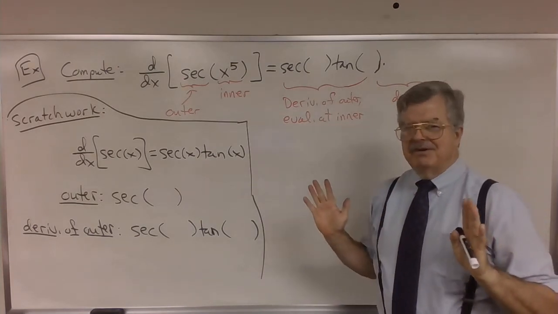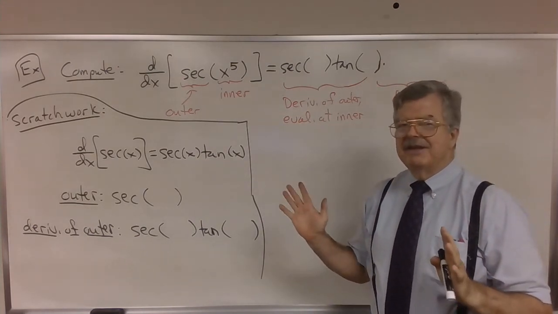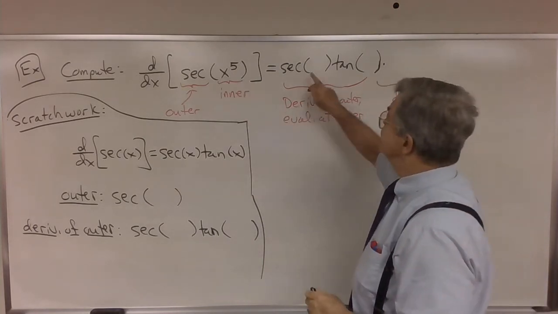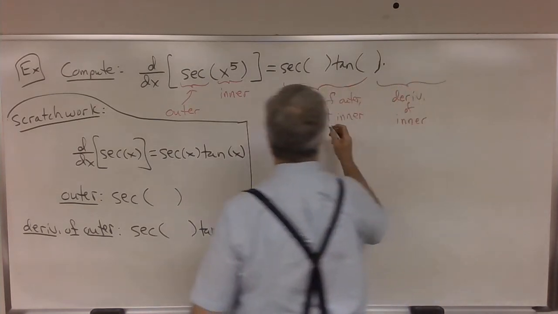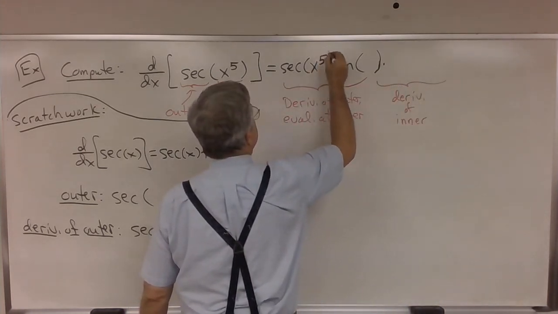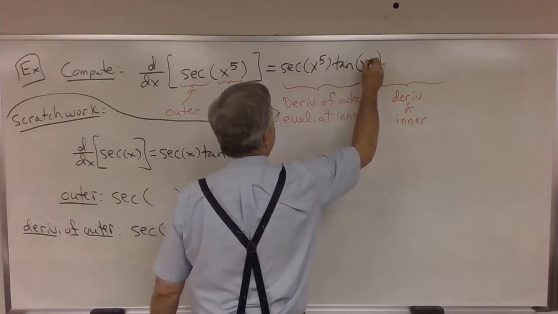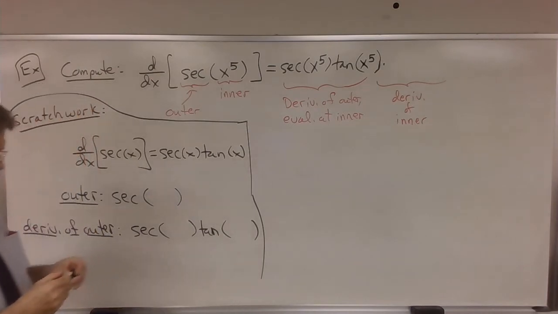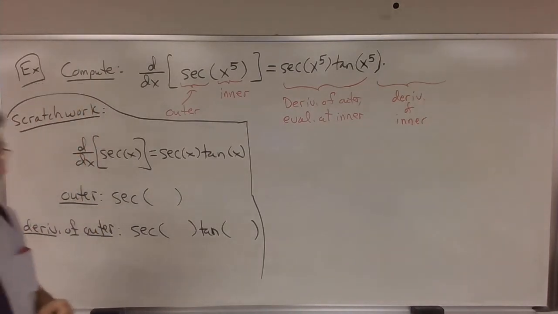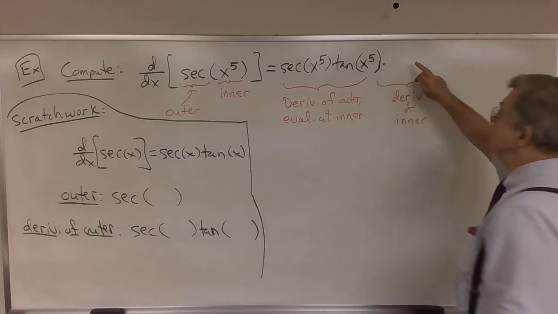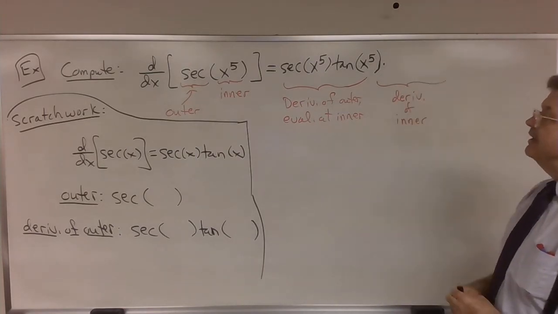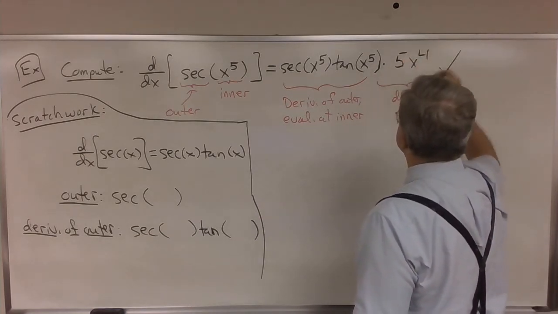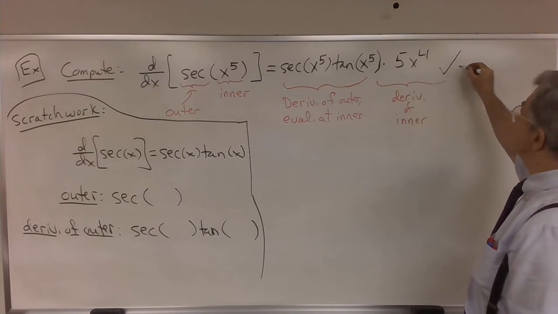And that was the little trick, the interesting feature of this exercise that I mentioned. The inner function is plugged in two different places. So here's the inner function. And here we plug in the inner function again. Wonderful. And last but not least, we multiply by the derivative of the inner function, 5x to the fourth. And we can leave it like that.